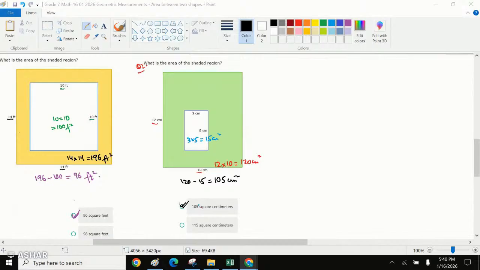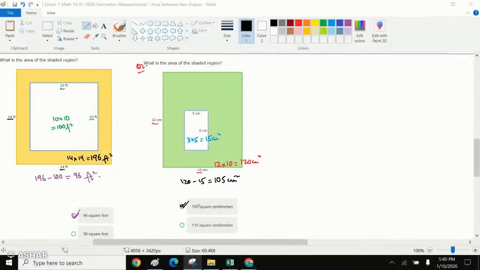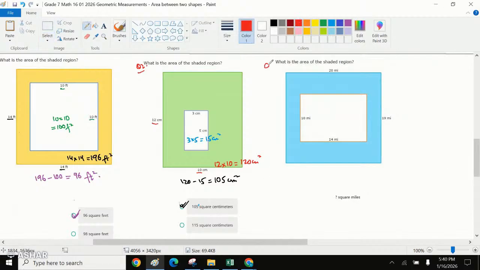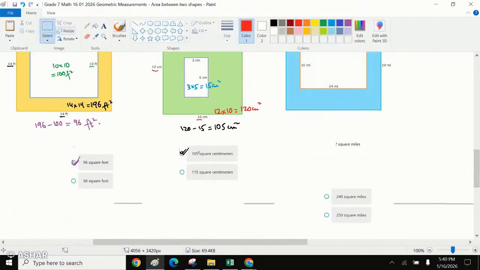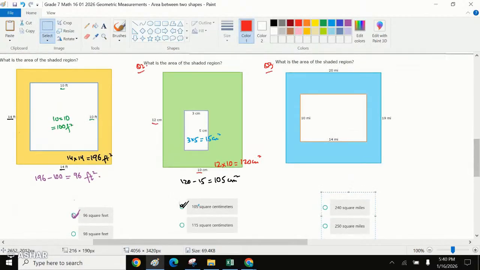So the next question we have, we'll try one more. What is the area of the shaded region in this given question? Okay, let's try this. Can I have the answer to this question? Question number 3. Let's try simply. One minute, please. Just copy this, paste this.